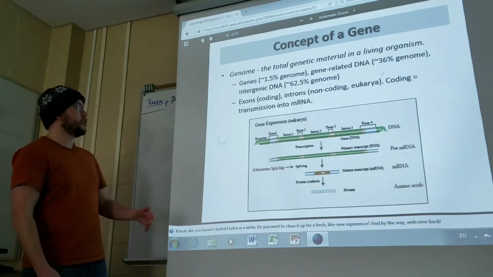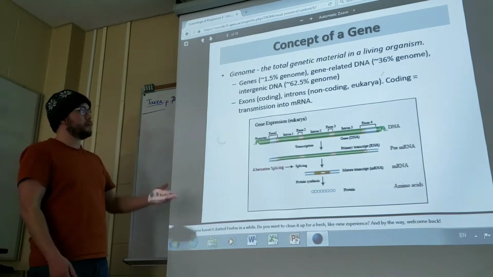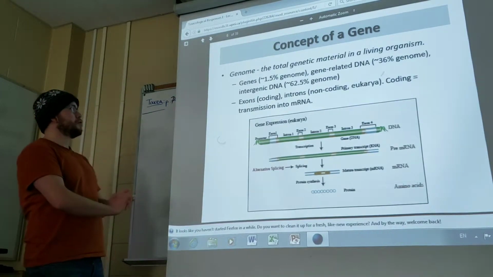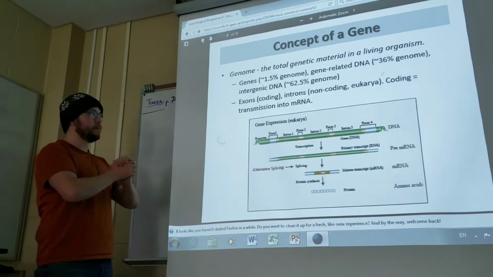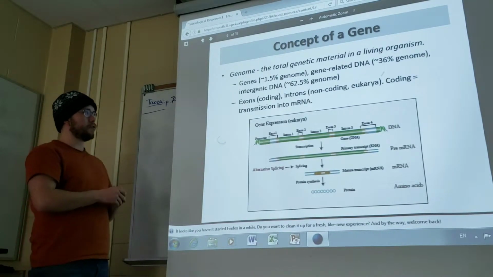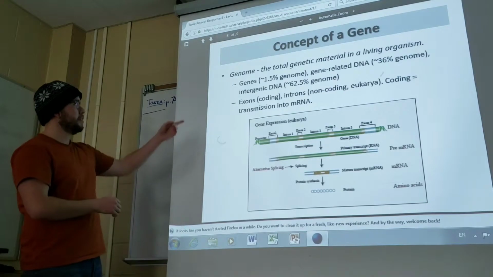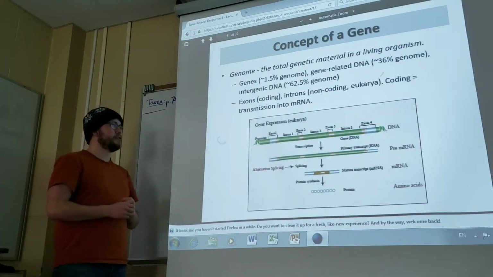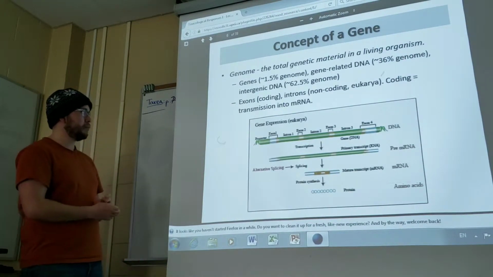Continuing with the concept of a gene, the genome is the total genetic material of a living organism. Genes are 1.5% of the genome. Gene-related DNA is 36% of the genome. And the intergenic DNA is 62.5% of the genome. So what do we mean by this?